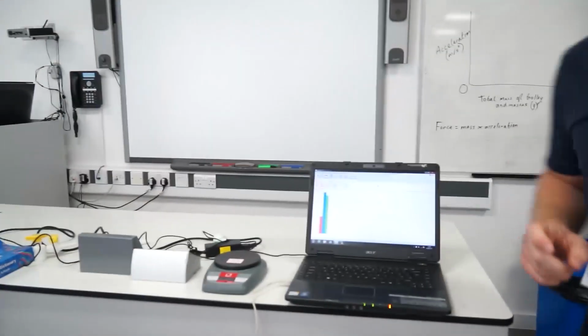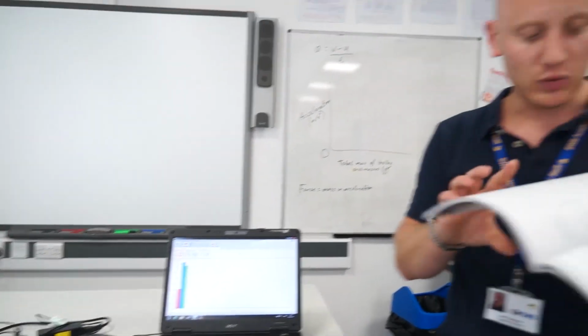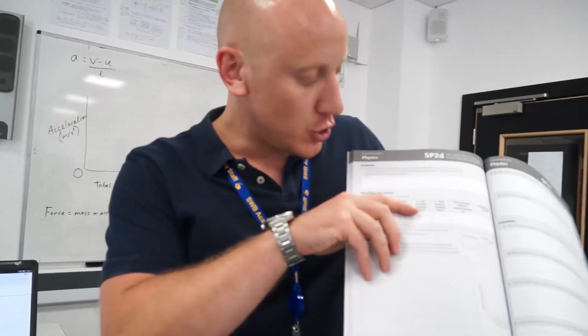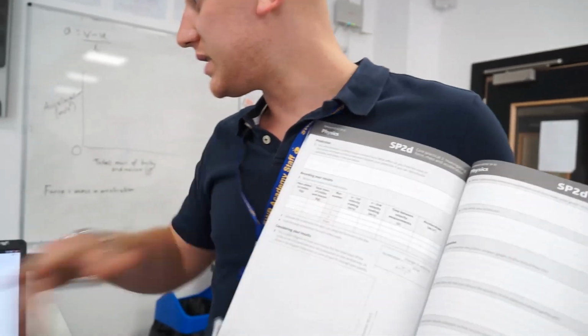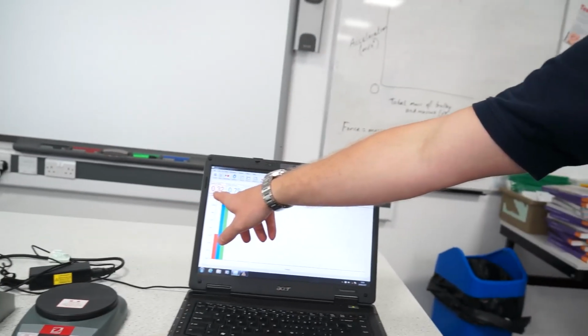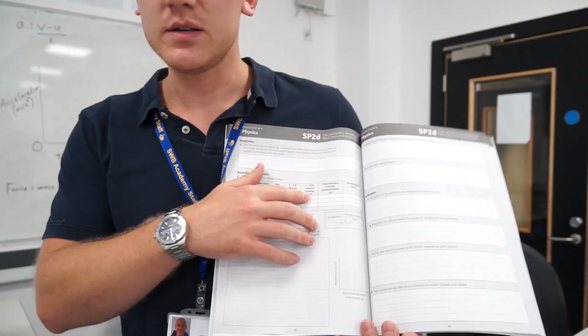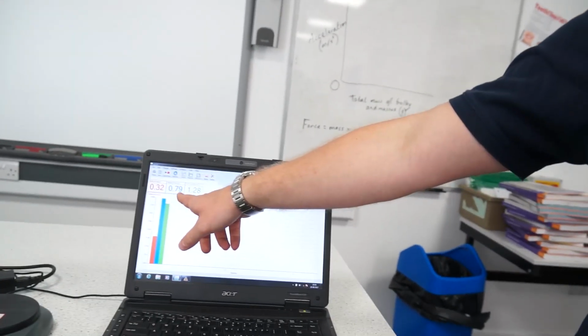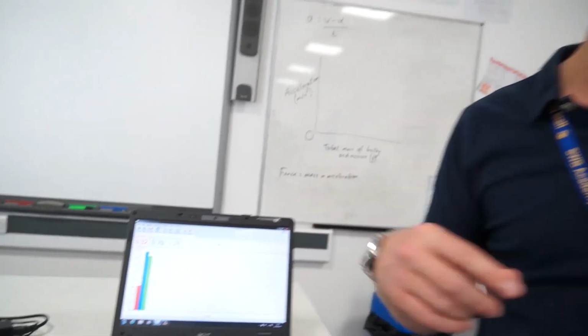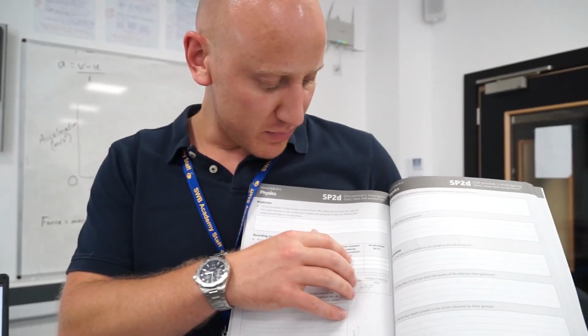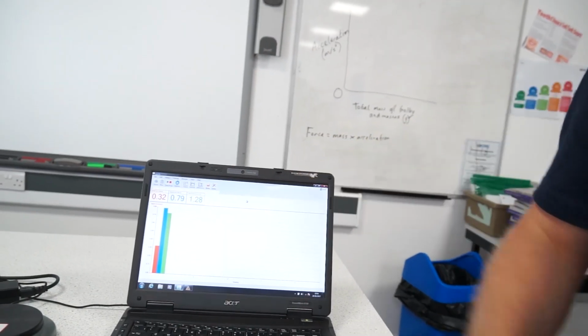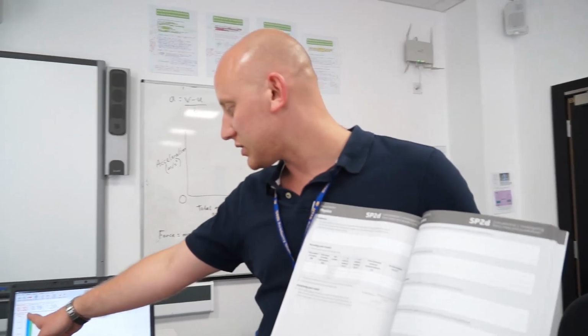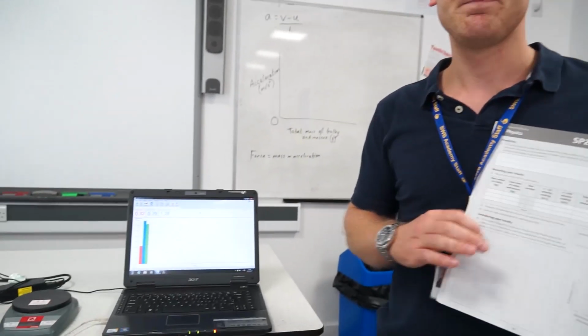All right? So, in your tables, where it says U first, you're going to write in the red number there, 0.32. Where it says V second, you are going to write in 0.79. That is your final velocity. And where it says time between the measurements, that will be your one in green, 1.28. As you can see, it generates a graph for you on the system.